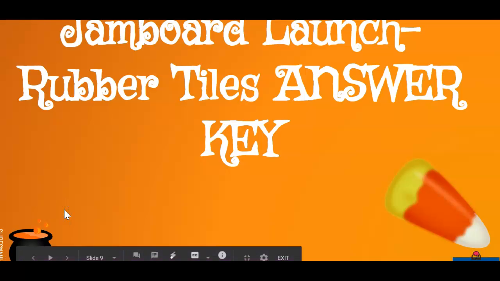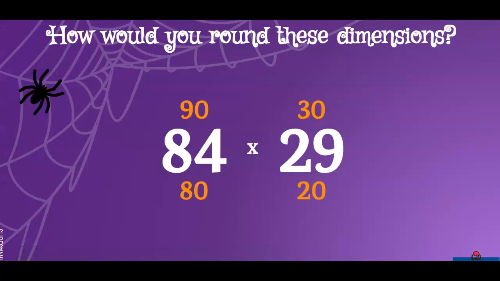So we've already gone over the answer key for that one. On our next slide, how would you round these dimensions? You've got 84 times 29. So again, the question is, how would you estimate these? I'll pause a second, and you can write your estimate in your notebook.